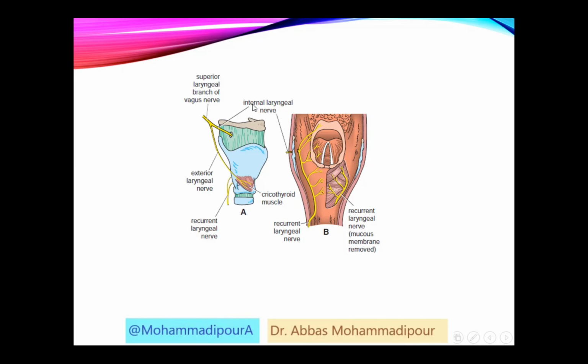The internal laryngeal branch of the superior laryngeal nerve enters the laryngopharynx by passing through a foramen on the thyrohyoidal membrane. This branch, after entering the laryngopharynx, supplies the mucosal membrane of the laryngopharynx.